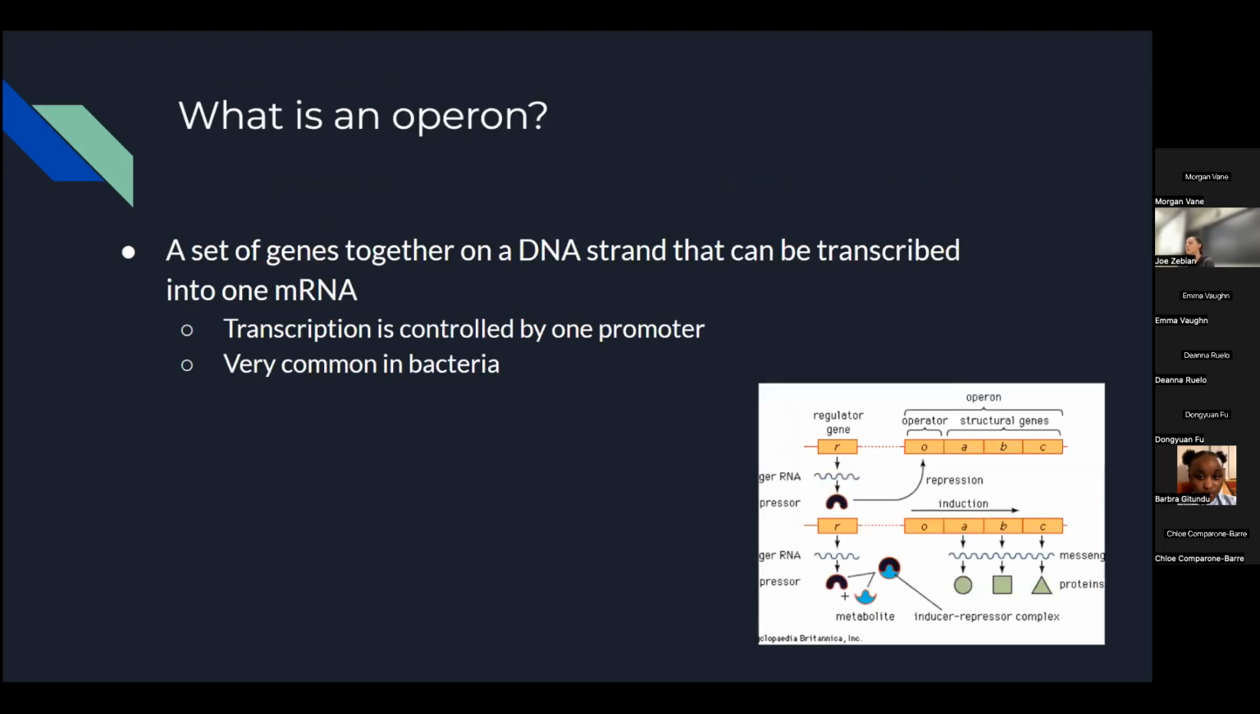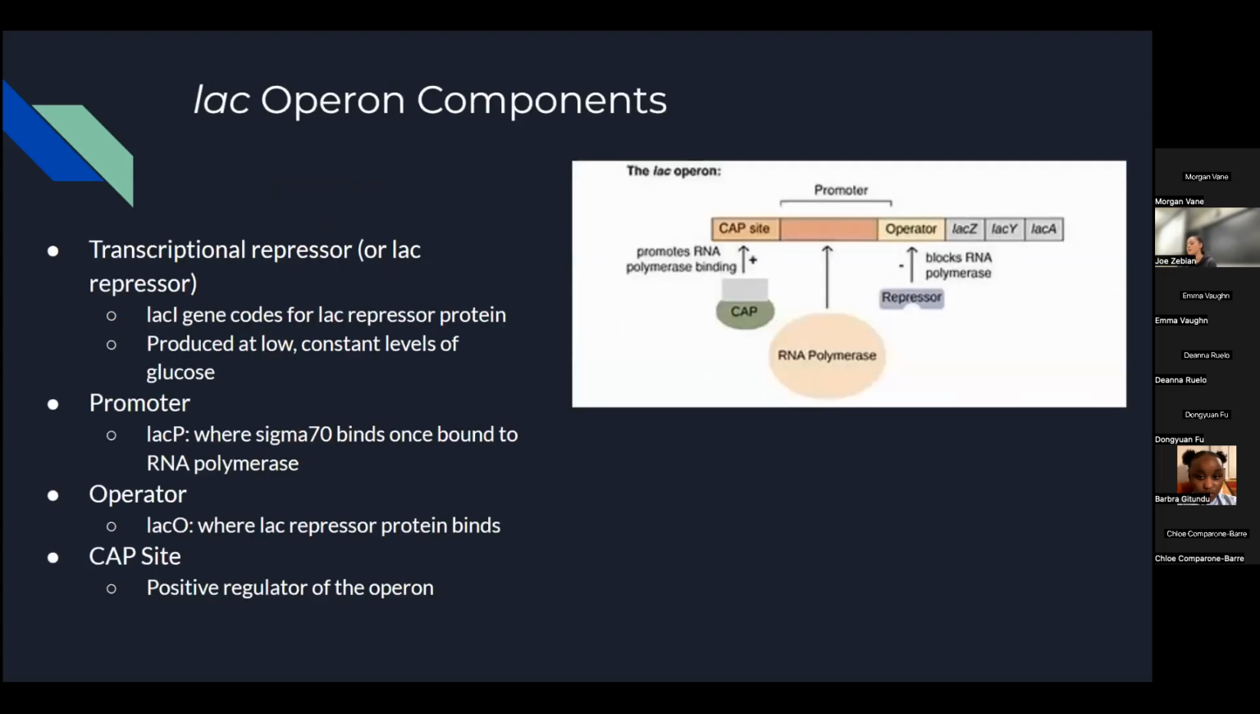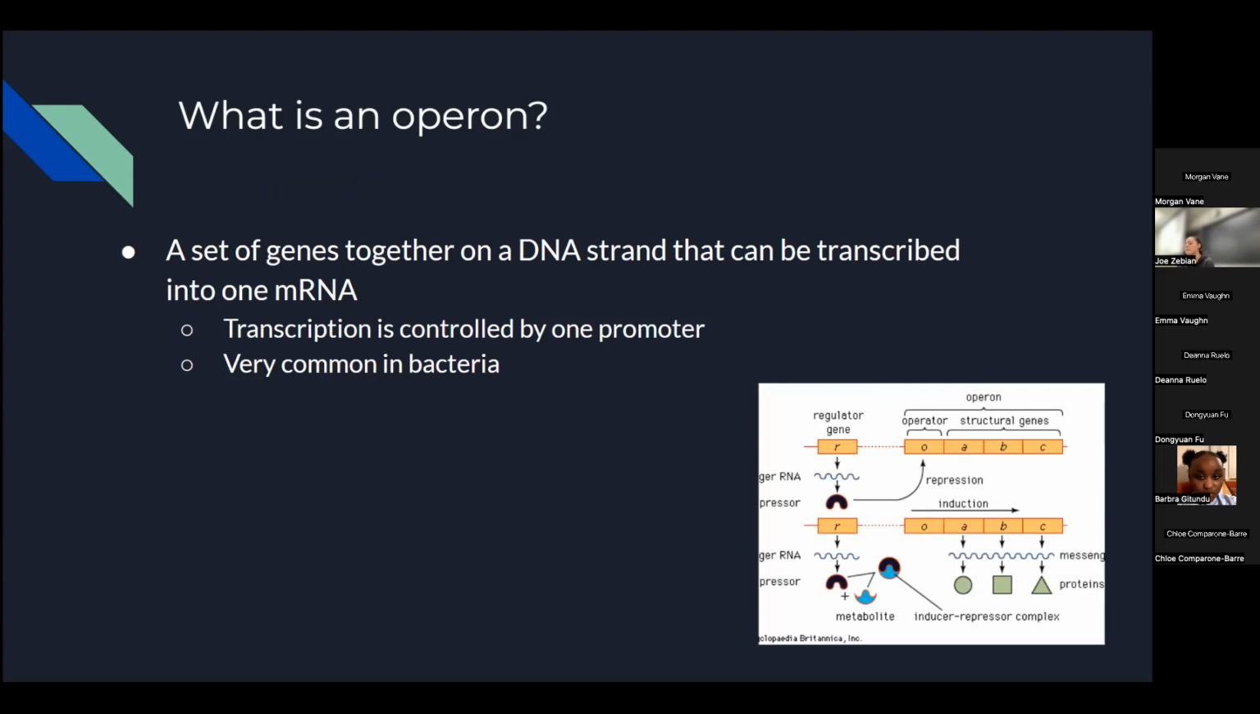Okay, what is an operon? An operon is a set of genes on a DNA strand that can be transcribed into one mRNA. So we see this in the lac operon, and transcription is controlled by one promoter here. While the genes are transcribed separately, they have one promoter. It's important to note, this is really common in bacteria, prokaryotes.